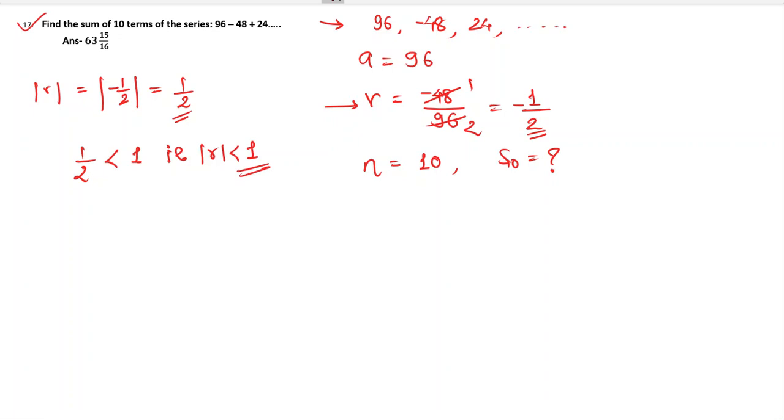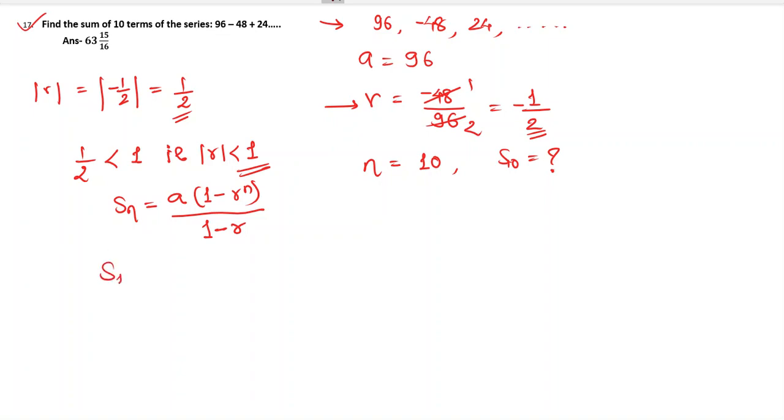If mod of r is smaller than 1, then which case will you use? Please check your notes. You must have noted down the formulae. If mod of r is smaller than 1, the formula of sum of n terms becomes a bracket 1 minus r raised to n upon 1 minus r. This is the second case, right? Let's apply this case and find the answer, and then we can apply the third case also and find the same answer. I will show you that.